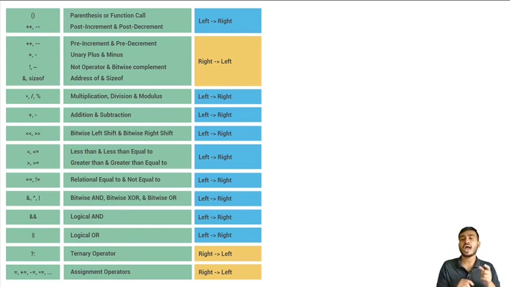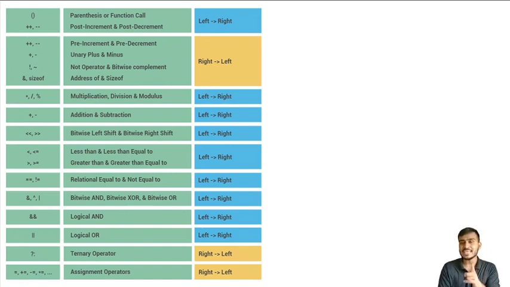Let's say you have 1 plus 2 plus 3, and you write 1 plus 2 in parenthesis. Which part will be evaluated first? 1 plus 2 will be evaluated first because it is written in parenthesis. Let's say you have 1 plus 2 into 3, and you put 1 plus 2 in the parenthesis. Which part will be evaluated first? 1 plus 2 again, because it is in parenthesis. So the parenthesis operator has maximum precedence.